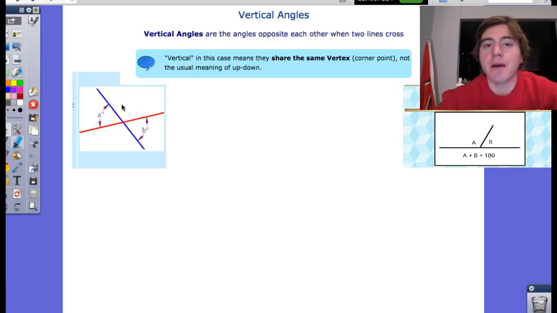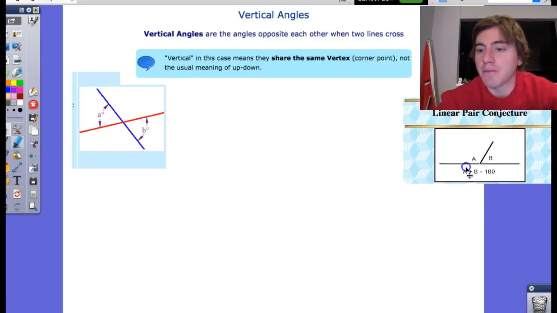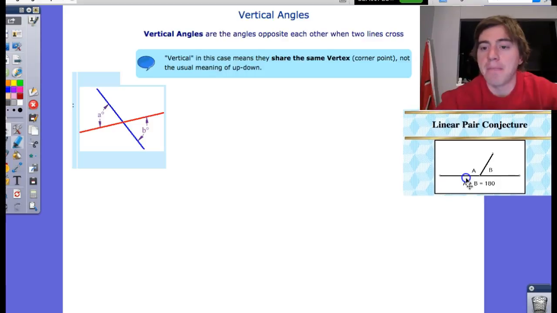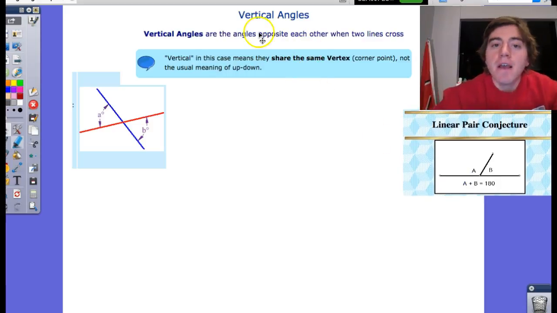Okay, and now talking about vertical angles with these little pictures I grabbed from mathisfun.com. Vertical angles are angles that are opposite of each other when two lines cross. The vertical means that they share the vertex. We've got a vertex here. This is the vertex of this angle, but it's also the vertex of this one. So they share the same vertex. They're straight across from each other. They're opposite. So A and B here, these are vertical angles.